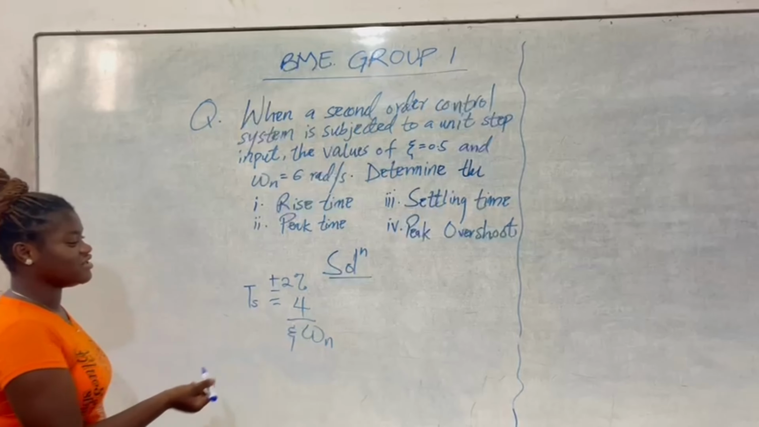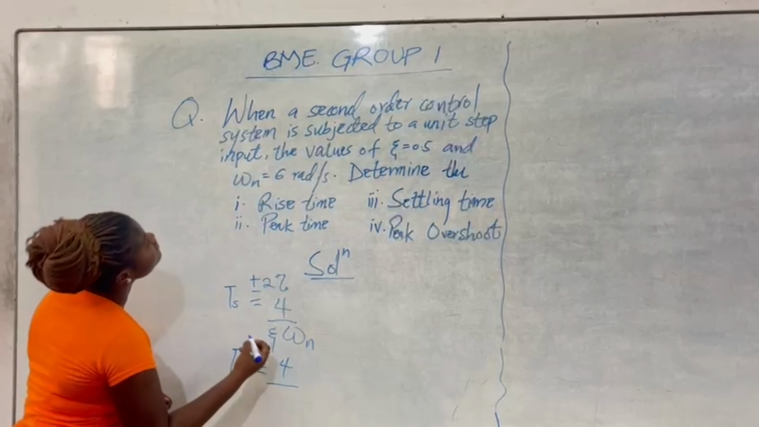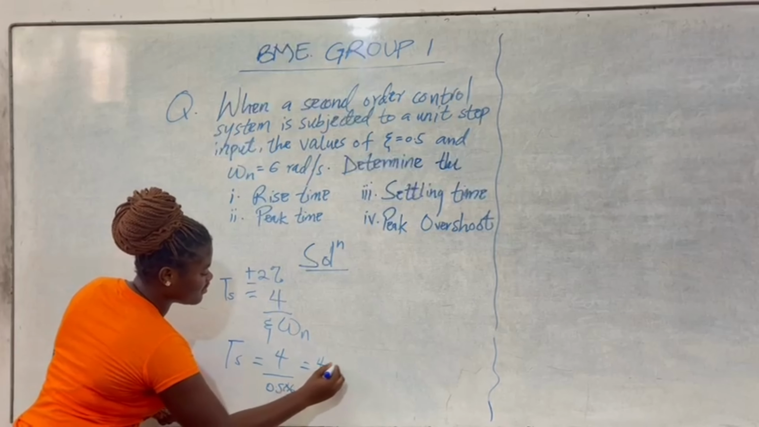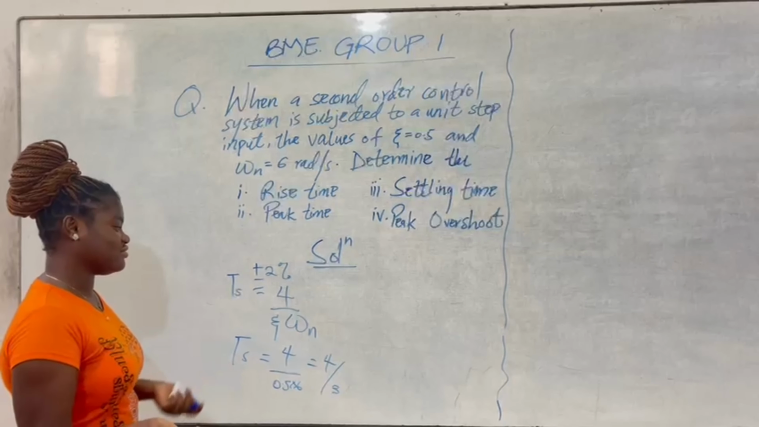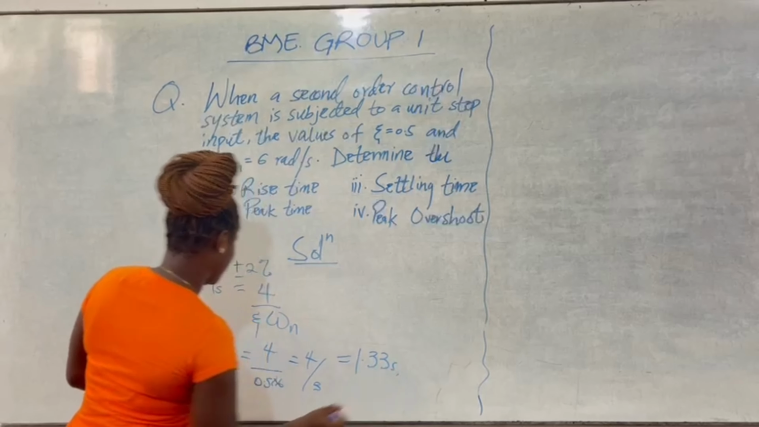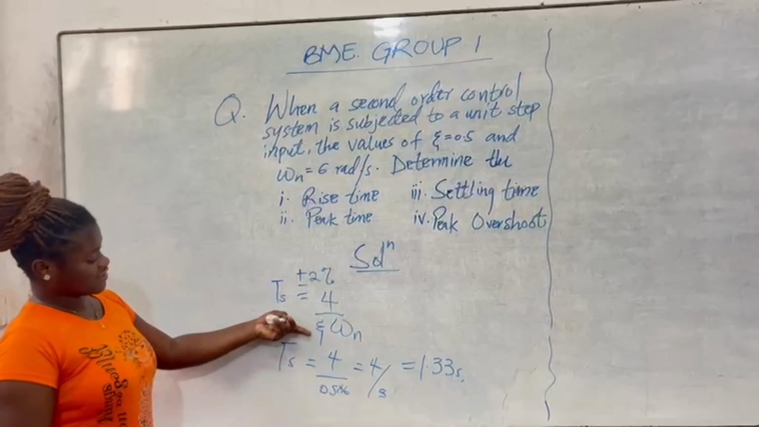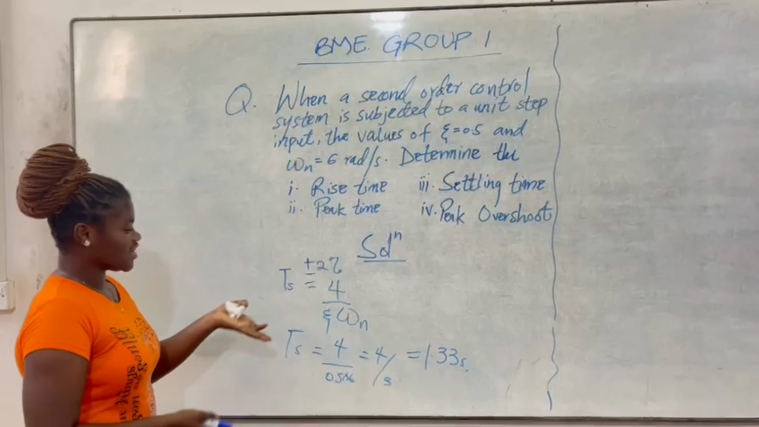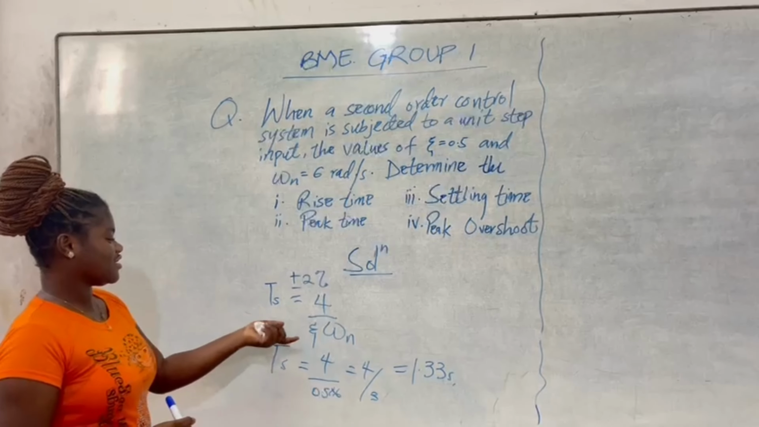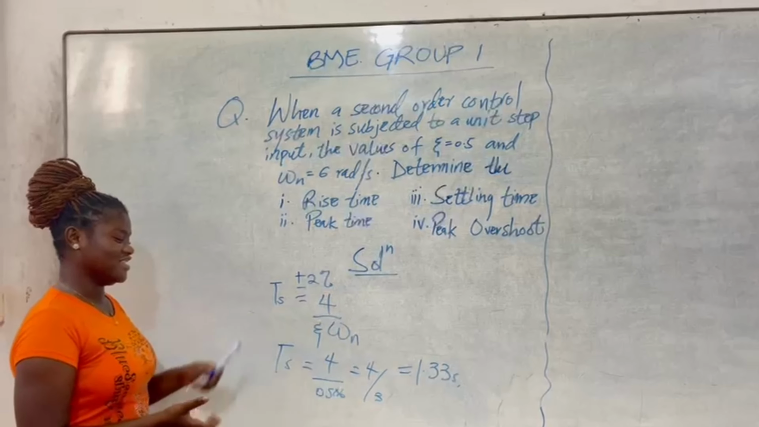So when we substitute our parameters, our settling time becomes 4 over 0.5 times 6, which is 4/3. When we put this into the calculator, we get 1.33 seconds. So yes, this is our settling time. From the equation, realize that the larger the damping ratio, the faster the system will settle. And if it is lower, that means there will be a longer oscillation.